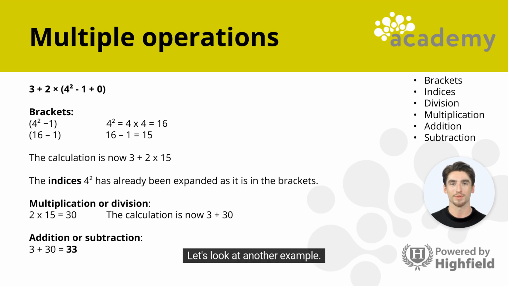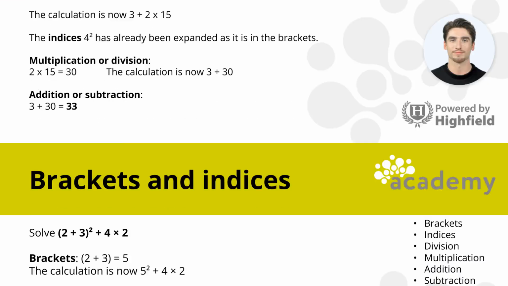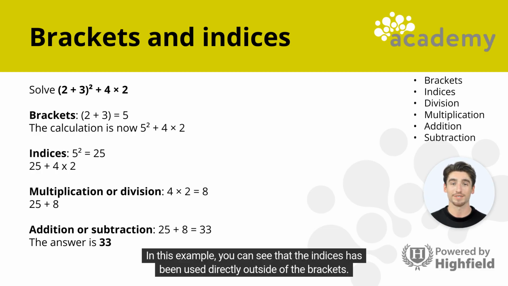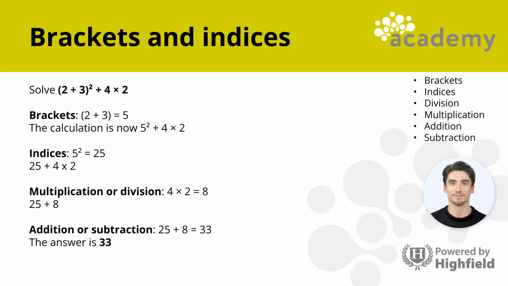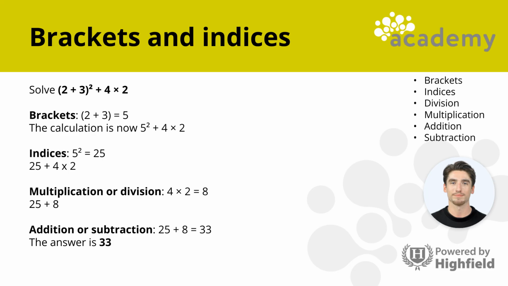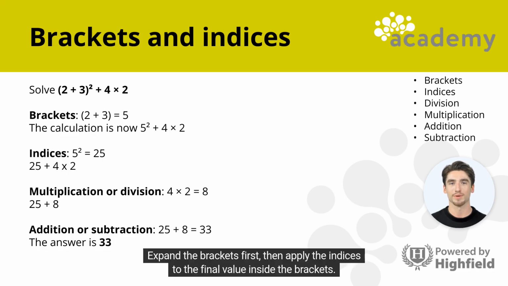Let's look at another example. Let's work through a problem where the brackets and indices are combined. In this example, you can see that the indices has been used directly outside of the brackets. When indices have been used directly next to the brackets, just follow BIDMAS. Expand the brackets first, then apply the indices to the final value inside the brackets.